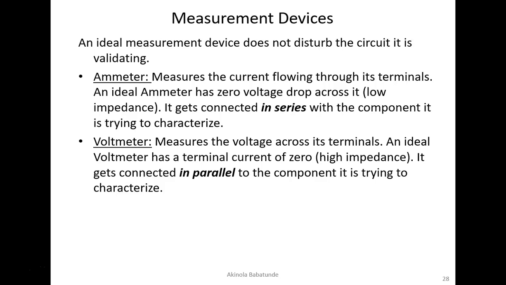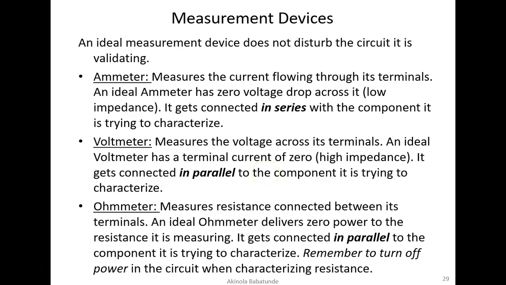It gets connected in parallel to the component it is trying to characterize. Then the next one here is the ohmmeter, which is used to measure the resistance connected between its terminals. An ideal ohmmeter delivers zero power to the resistance it is measuring. It gets connected in parallel to the component it is trying to characterize.